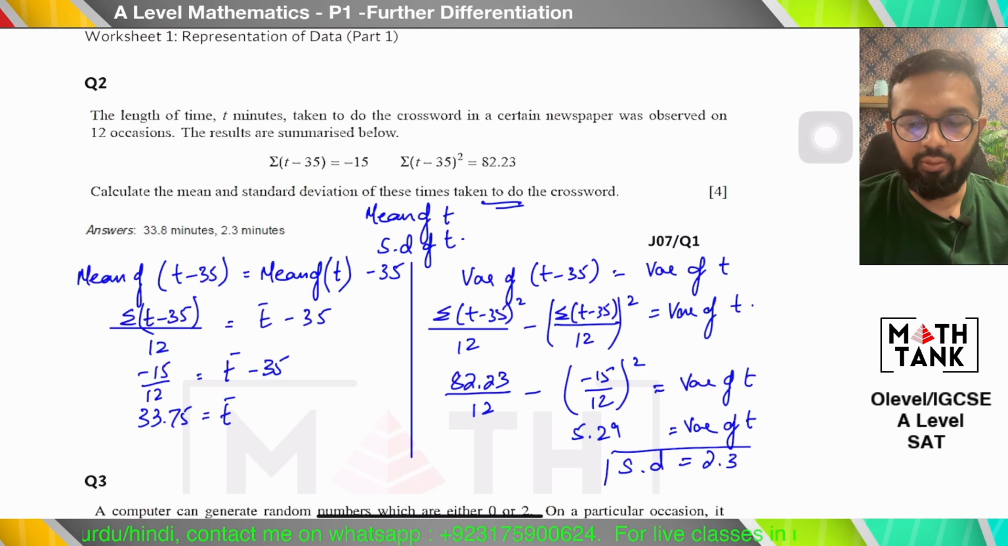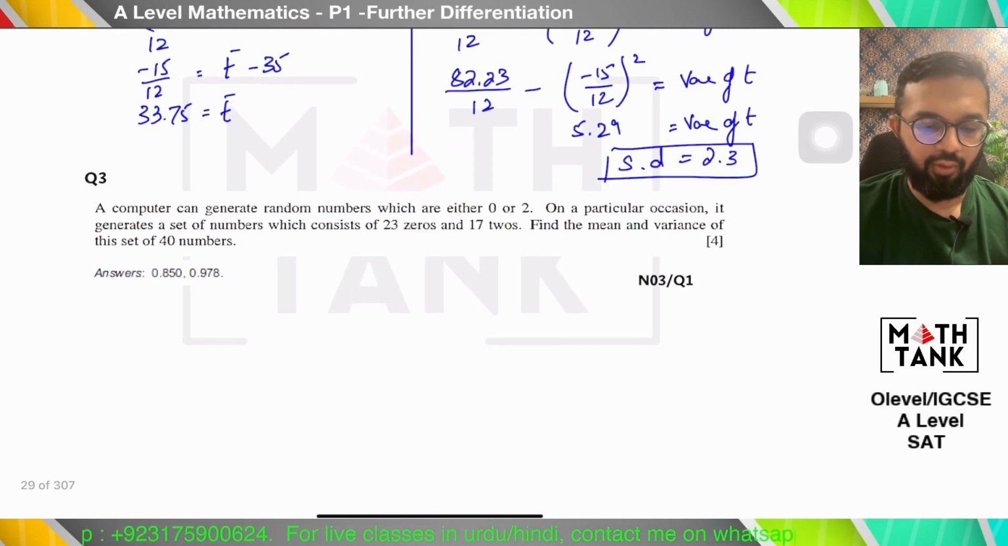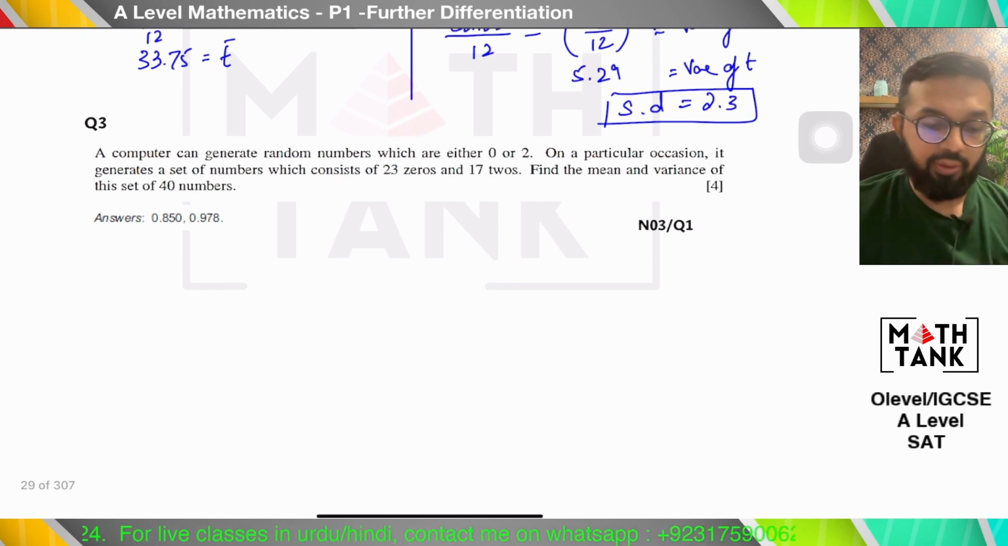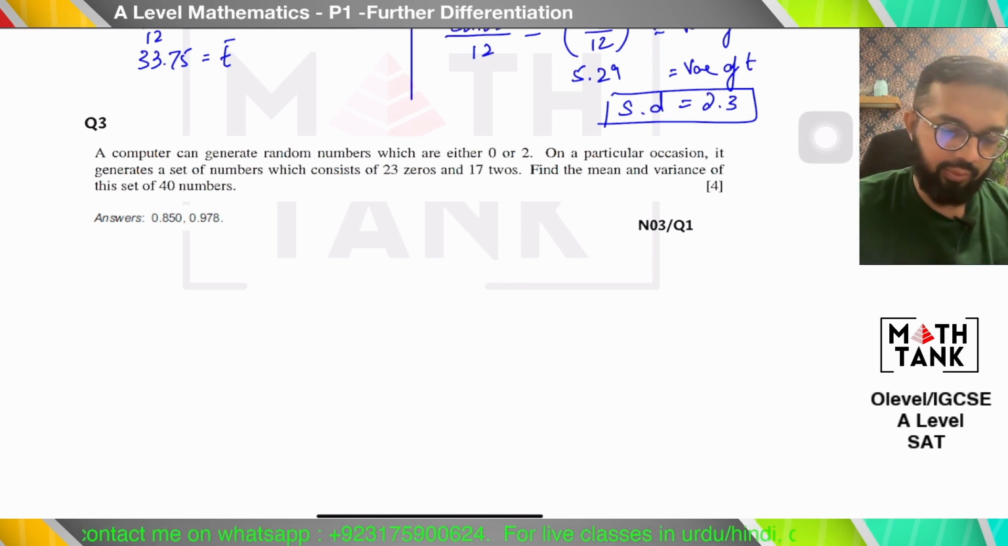That's 2.3. Okay. Then question number 3 is interesting. It says the computer can generate random numbers with either 0 or 2. On a particular occasion, it generates a set of numbers which consist of 23 zeros.